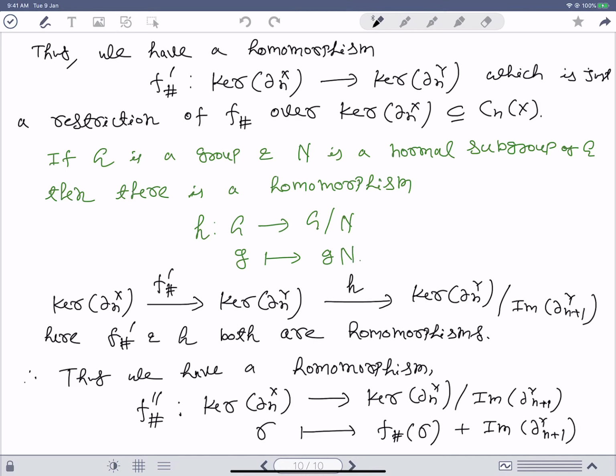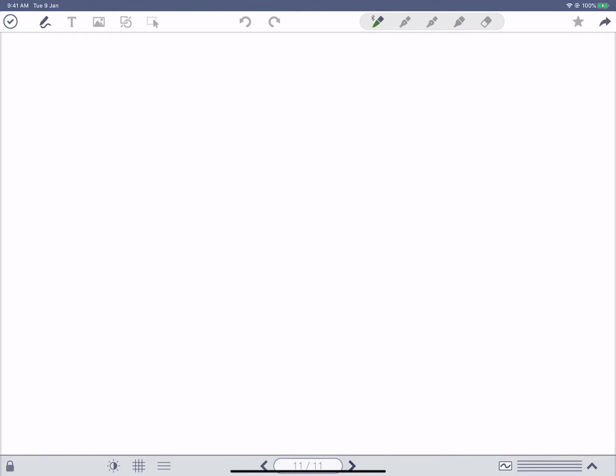Okay. Now what is the zero element of the codomain? The zero element of the codomain is that quotient group, right? That is just image of del n plus 1 y. Now I shall use another result of algebra.